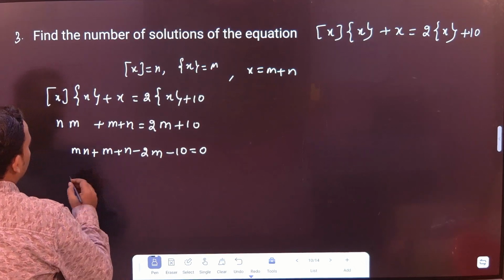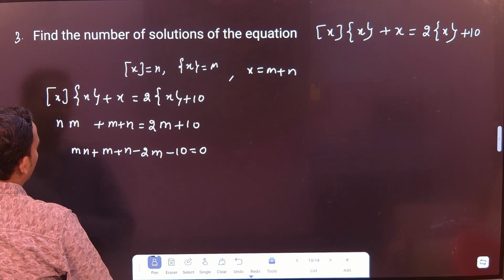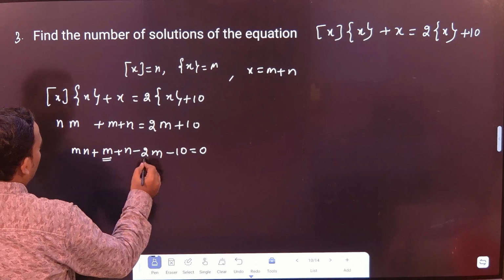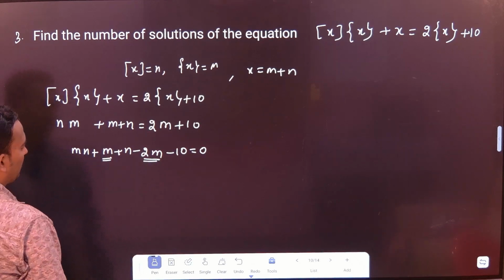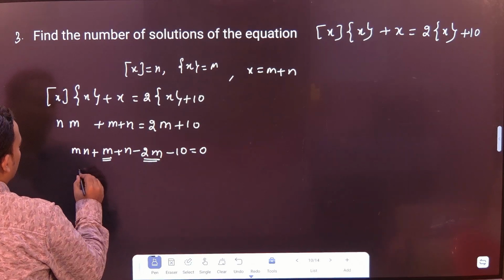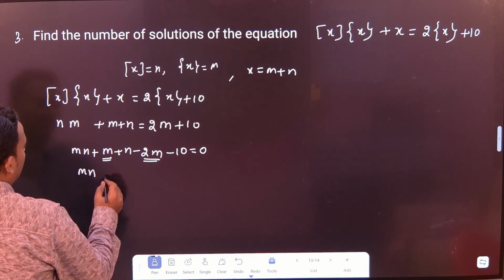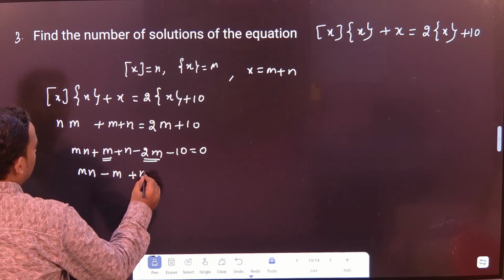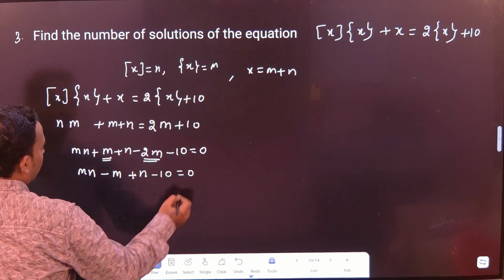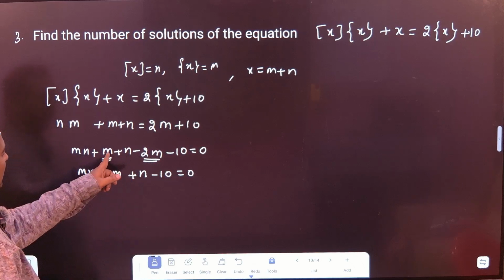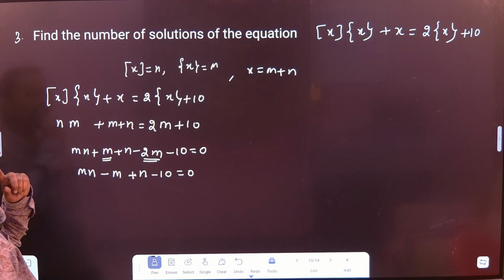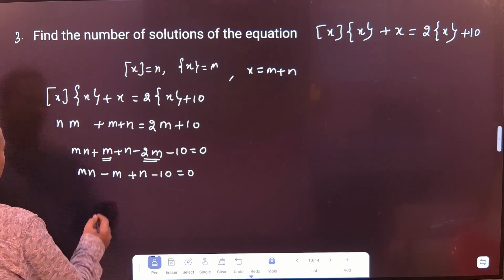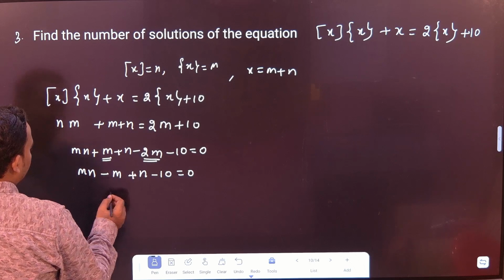You can see, so m here is minus 2m, right? So what is that? mn minus m plus n minus 10 equal to 0. Clear? So m minus 2m, clear? m minus 2m is minus m only. You can see here, student.